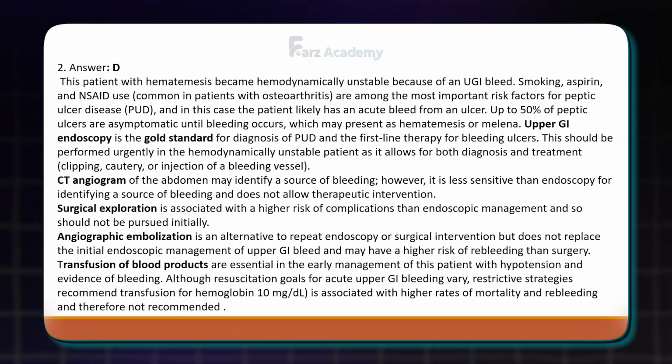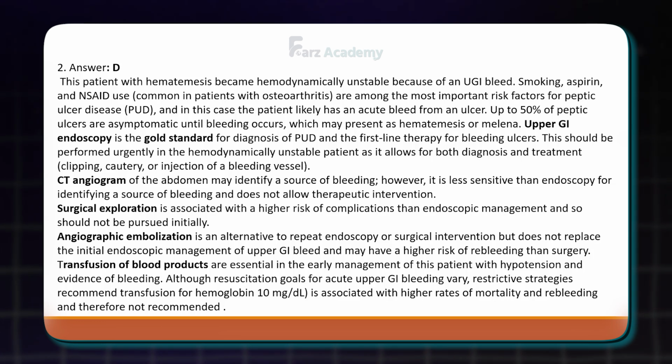Although resuscitation goals for acute upper GI bleeding vary, a liberal strategy, transfusion for hemoglobin of 10 milligram per deciliter, is associated with higher rates of mortality and rebleeding and therefore not recommended. This is actually something everybody knows now. Rather than a liberal strategy, the restrictive strategy, just keeping a hemoglobin above 7, is recommended because with higher hemoglobins, more bleeding occurs and it is associated with high mortalities. So the correct option was endoscopy.